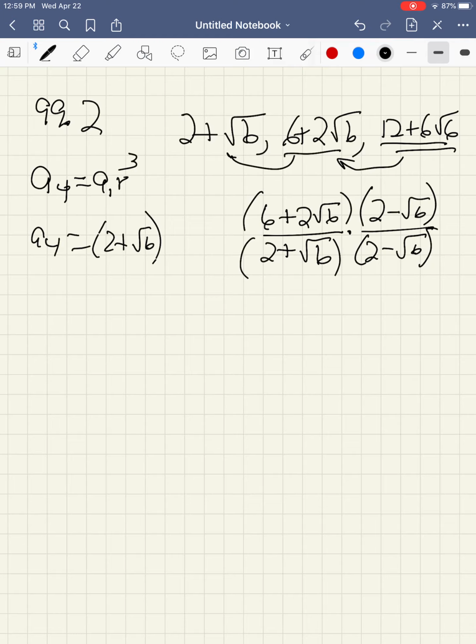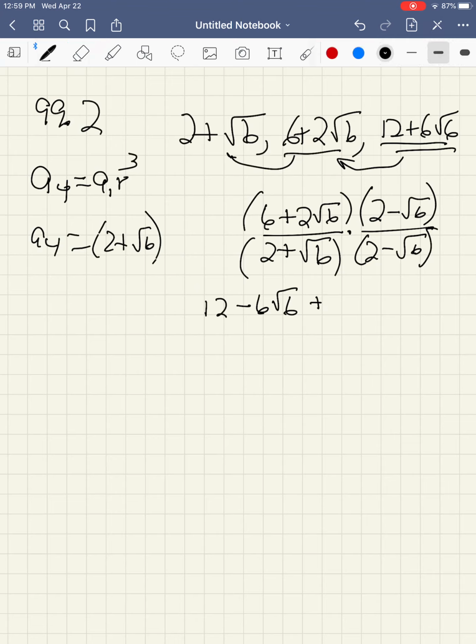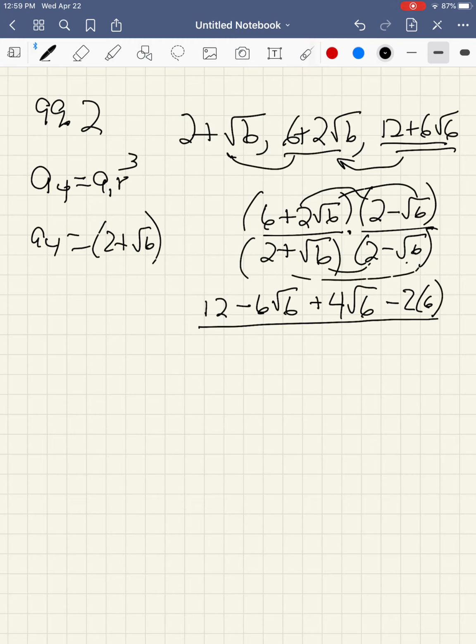Remember, it's the denominator with the opposite sign in between the two terms. So we'll use FOIL and multiply this, which will give us 12 minus 6 square root of 6 plus 4 plus 4 square root of 6, and then minus 2 times 6, because square root of 6 times square root of 6 is 6. In the denominator, remember the outer and the inner terms cancel. That's why we do this. So we get the first would be 4 minus 6.